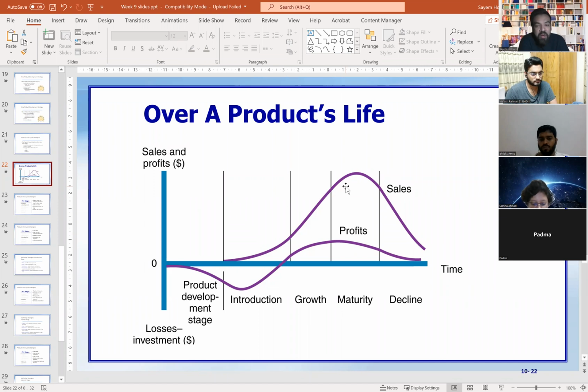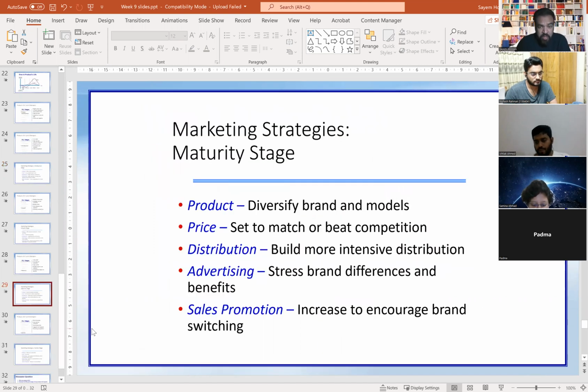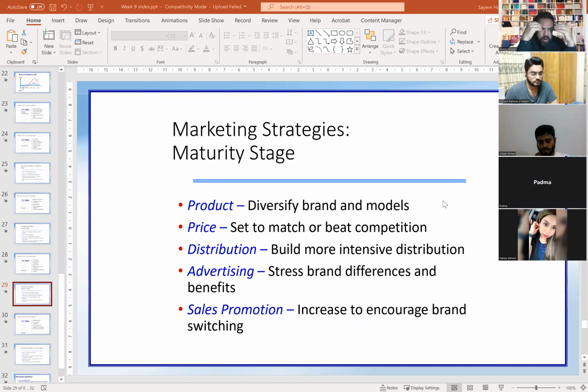Consumers are well known. Your marketing expenditure will slowly reduce at this stage because consumers are already aware. Stress brand differences and benefits. Sales promotions increase to encourage brand switching. So you're trying consumers so that they can switch to your brand. But your advertising cost will be lowered at this stage. You'll try to reduce your advertising cost, and your profitability would be very high at this stage.